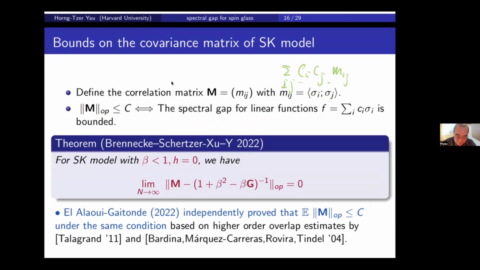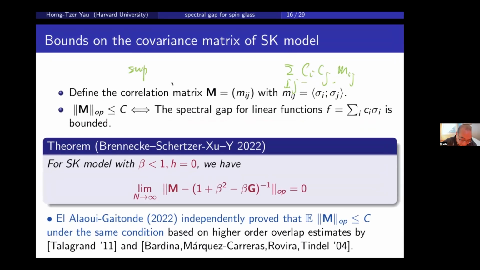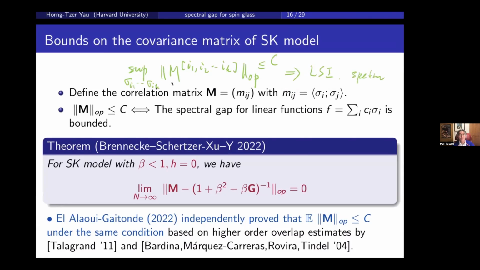If you can prove the sup over M, for any subsystem I1, I2, ..., IK, in operator norm, and this sup over sigma_I1 to sigma_IK, if one can prove something like this is uniformly bounded, I think this will imply both the log Sobolev inequality and also the spectral gap.